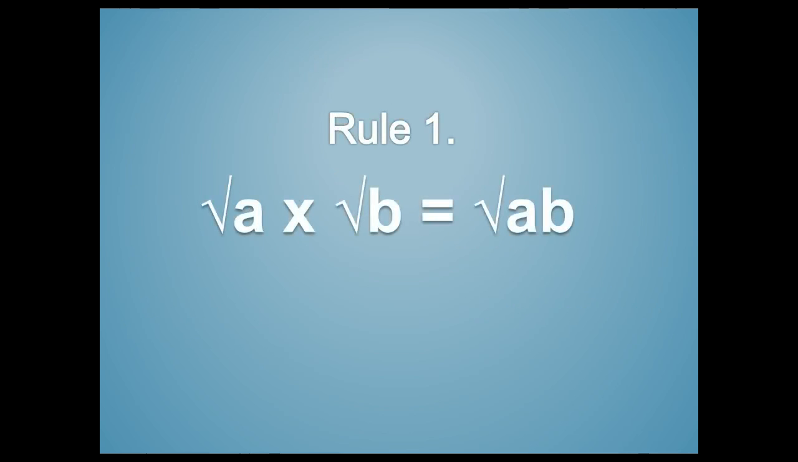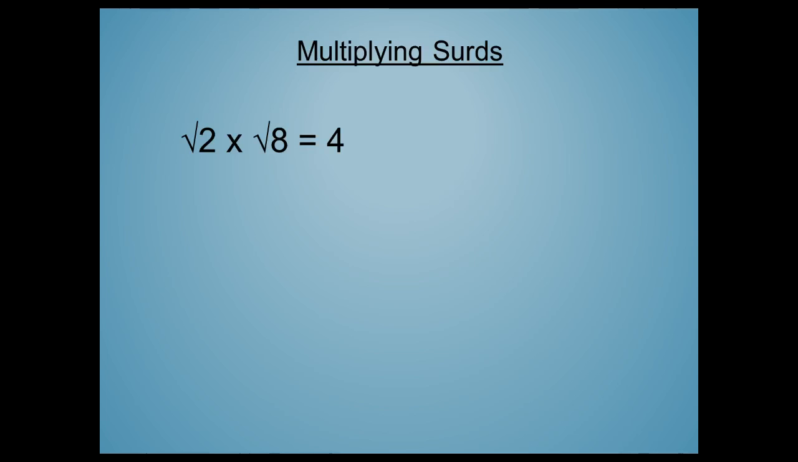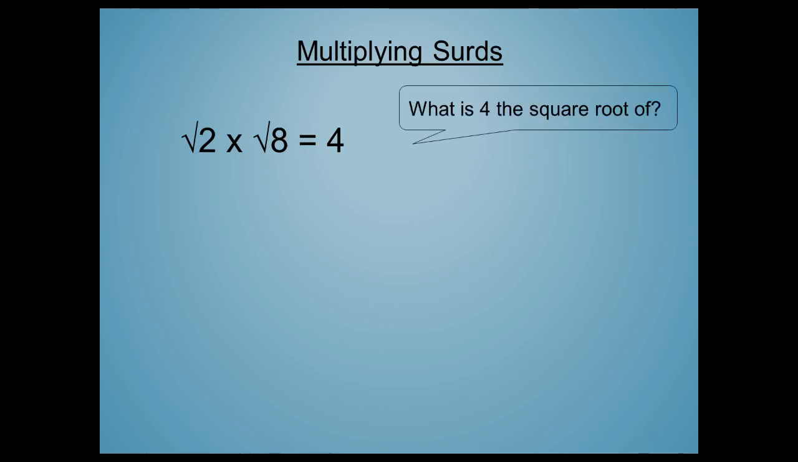But I'm going to give you rule 1 of surds. The square root of a multiplied by the square root of b is the same as the square root of a times b. Let's put that into play. The square root of 2 times the square root of 8 is the square root of 2 times 8, which is 16. And the square root of 16 is then 4.